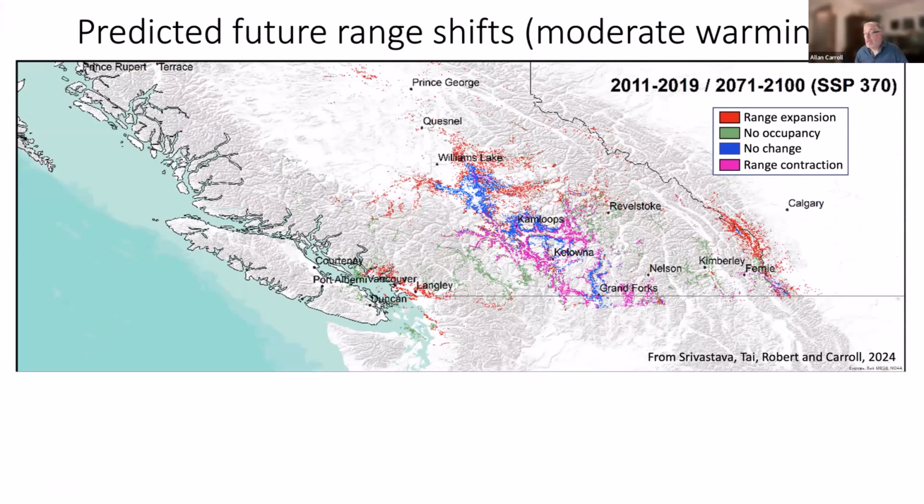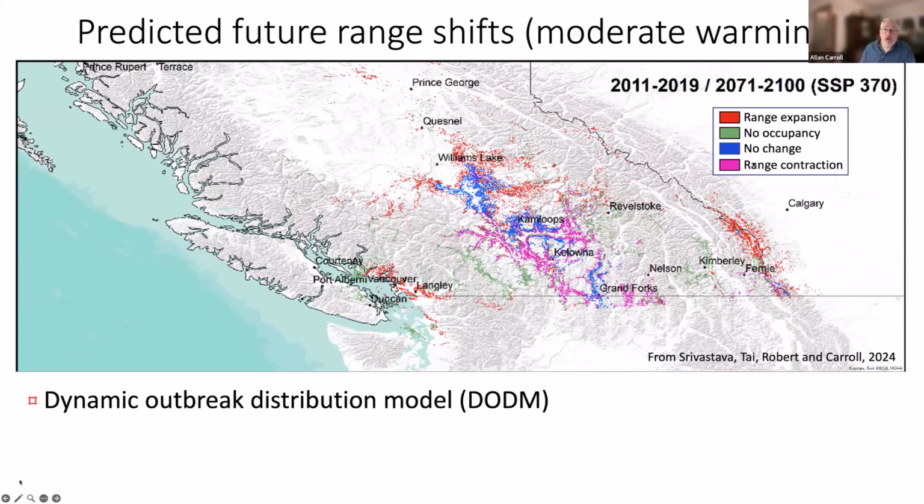And what we've done here is we've taken a moderate climate warming scenario, which is the SSP 370 from the Intergovernmental Panel on Climate Change. Don't worry too much about that. But effectively, what we've asked is what would conditions be like towards the end of the century relative to what conditions are like at present? And then we've simply been able to map out where we anticipate range expansion, where we anticipate there's going to be no western spruce budworm outbreak populations, no change in range, and contraction.